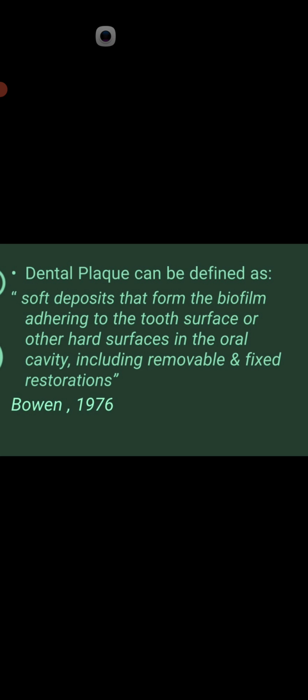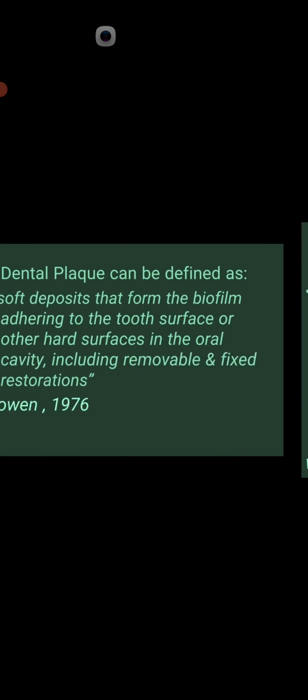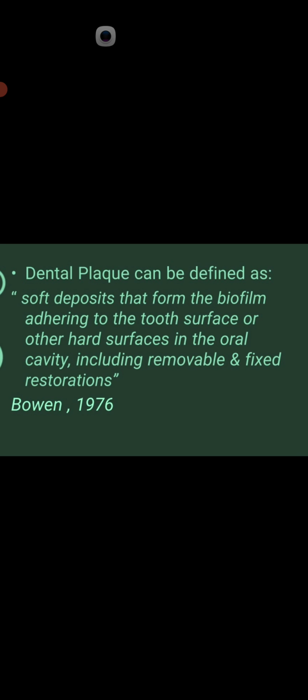Next is the Bowen definition in 1976. How did Bowen define dental plaque? Dental plaque can be defined as a soft deposit that forms a biofilm adhering to the tooth surface or other hard surfaces in the oral cavity, including removable and fixed restoration. Meaning dental plaque is a soft deposit that forms the biofilm, which is the pellicle, adhering to the tooth surface or other hard surfaces in the oral cavity, including removable and fixed restoration. Now from these two definitions we get a point: dental plaque is not only formed on the tooth surface, it also forms on fixed or removable restoration or processes.